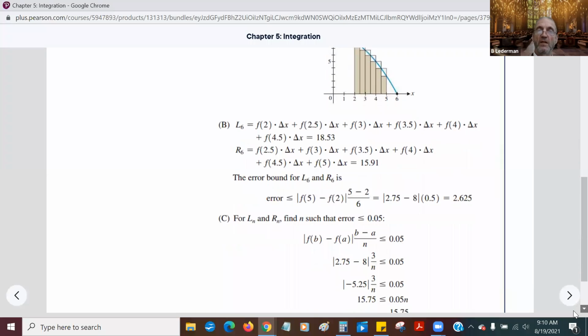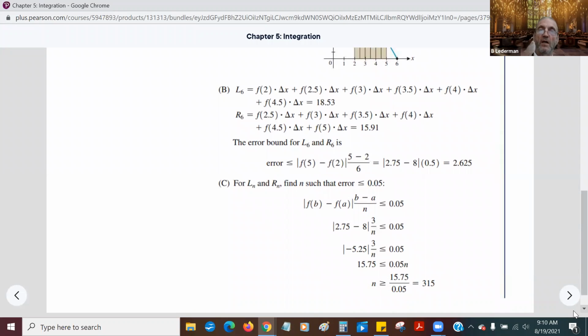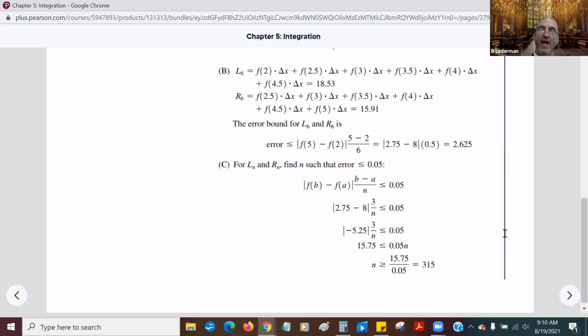Okay, and finally, we want to find a large enough value of n where I know it's going to be less than 0.5 of an error. Which means I want to make as many rectangles as I need. Because how many rectangles should you make? Well, it depends on how much accuracy you need.